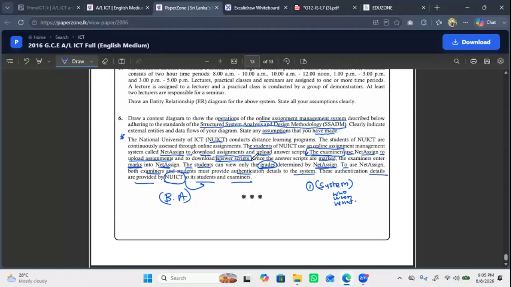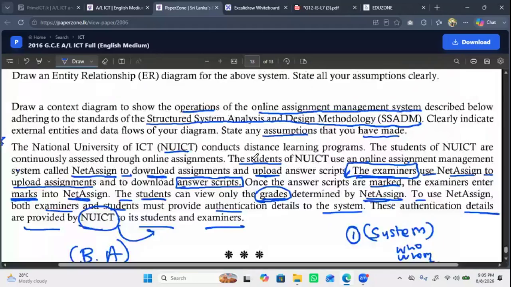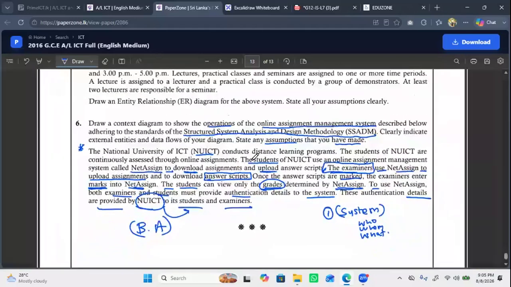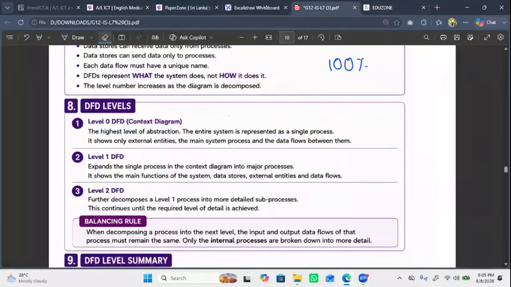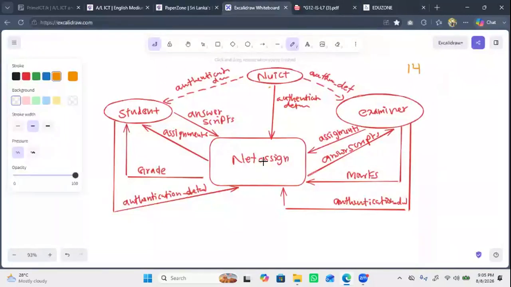Who got it all correct? Who drew this exact system here? Drop me a message. Anyone? No one? Close. The dotted line was the only error I made, sir. Okay, you didn't draw the dotted line. The external entity data flow should come with a dotted line.